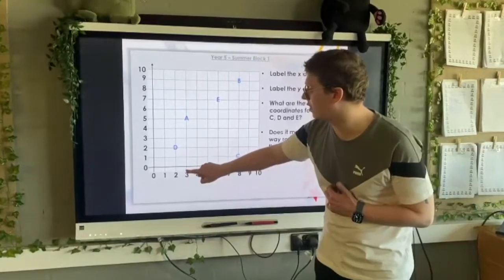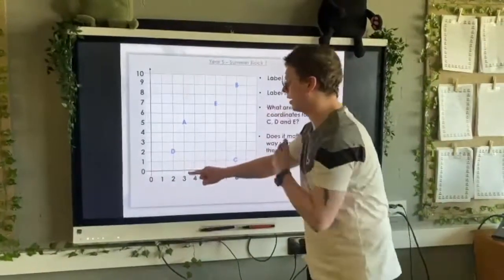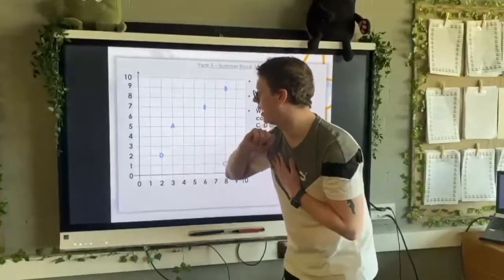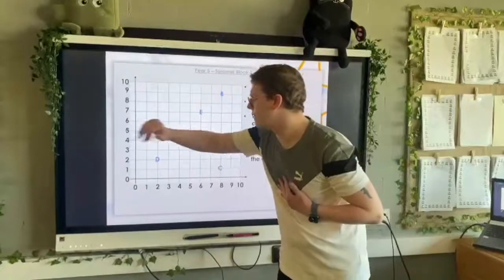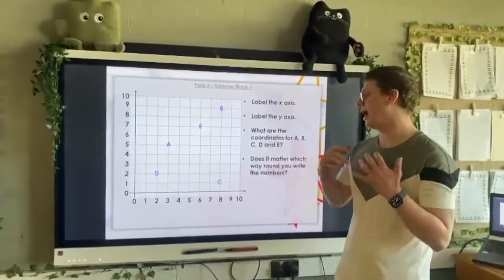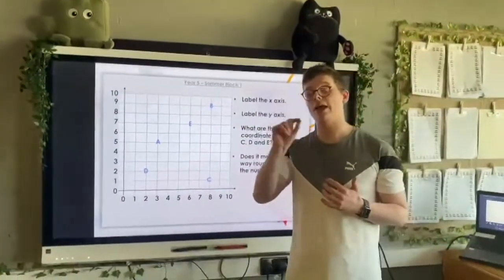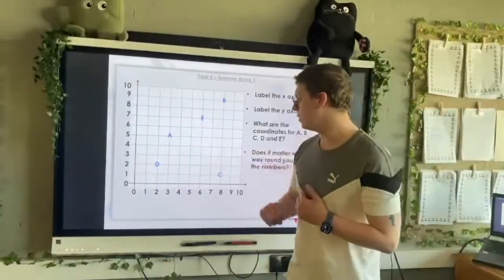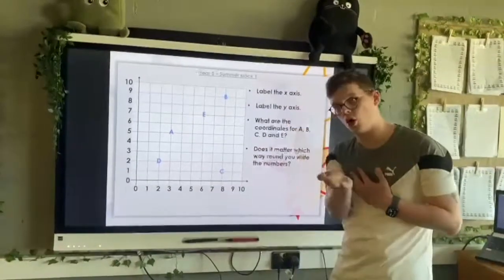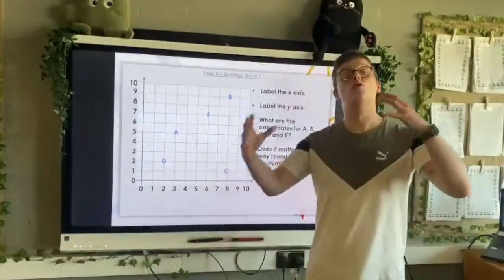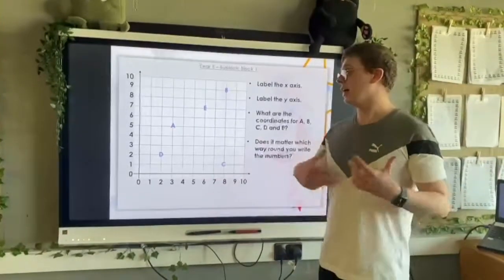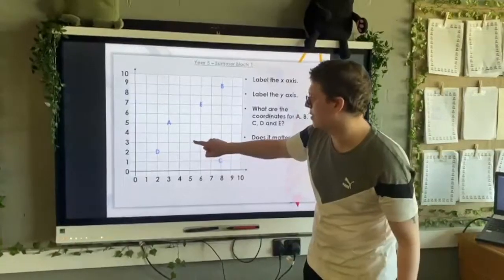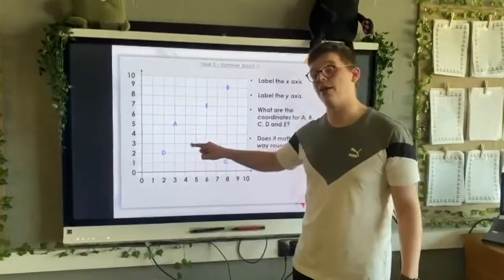I then will start looking at my y-axis. So going up, up, up, up, I can see that A is 5 on the y-axis. Now, it does matter the way we write these. We write the x first, followed by the y. So A would be at 3, 5. The reason we write it in this order is if I wrote 5, 3, that would take me to here, which is actually quite a bit off.